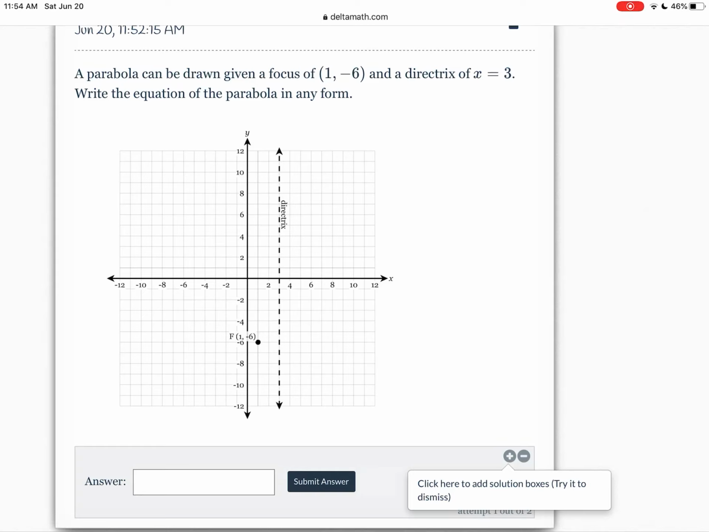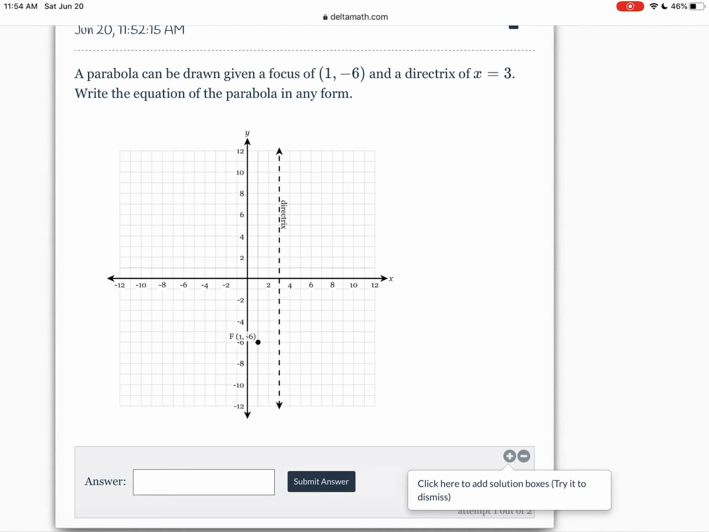Okay? So what I'm going to do is I'm just going to write down the distance from some arbitrary point (x, y) to both the focus and the directrix. Okay? The distance from (x, y) to the focus is going to be the square root of (x - 1)^2 plus (y - (-6))^2, or (y + 6)^2. That's just from the distance formula.